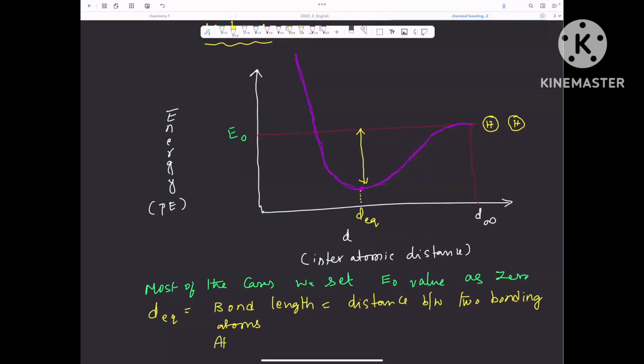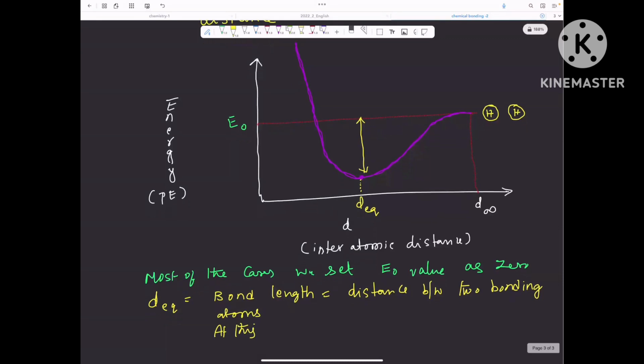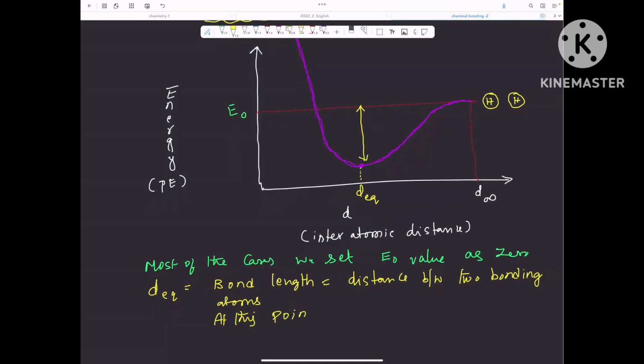So at this point, two hydrogen atoms form a covalent bond. If we move in this direction, then the energy of the hydrogen molecule increases. Or if you decrease the distance between two hydrogen atoms, then also the energy increases.